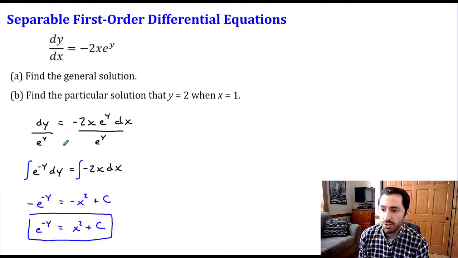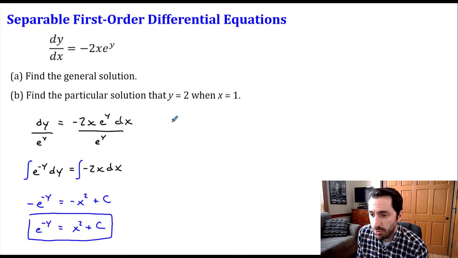Find the particular solution that y equals 2 when x equals 1. So we want to find the particular equation based on my general solution that has these two parameters. So essentially what I'm going to do is use y is equal to 2 and x is equal to 1 to find out what my value is for this constant. So let's just plug both of these in.